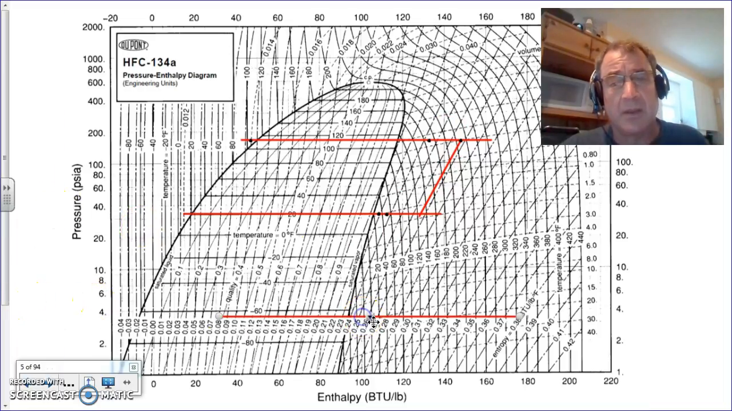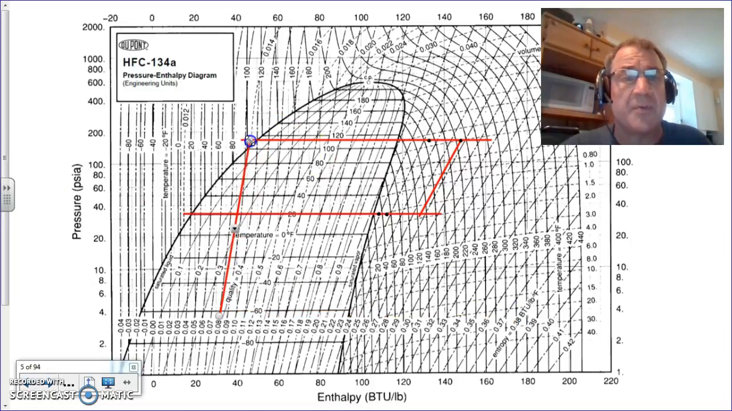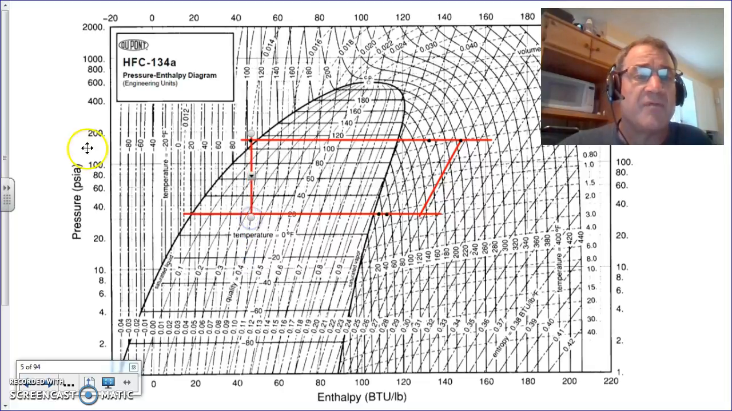Okay. Also, we can take another line and start from the point where the pressure and temperature of our liquid line as it enters the metering device, and draw the line straight down from here. We now have this line that represents the process where the refrigerant goes through the metering device. So here we have our cycle plotted for this system.